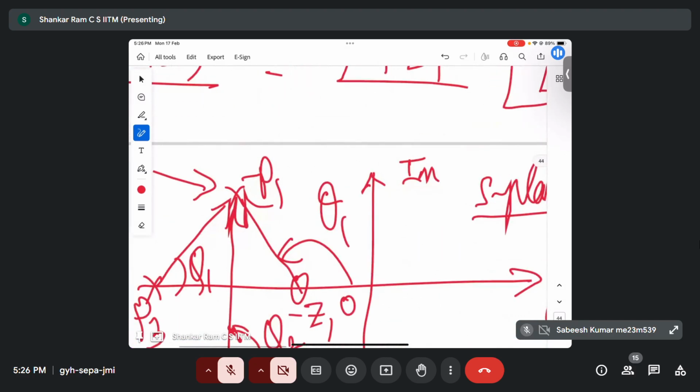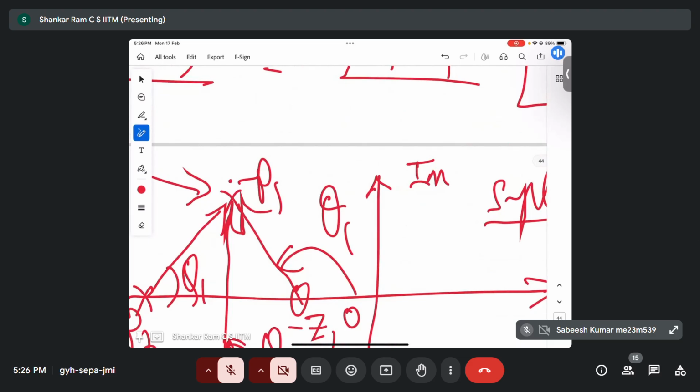Let me zoom into P1. Let us say I take a test point ST which is very, very close to minus P1. I draw a vector. This is the angle of departure, theta D, from this P1. This vector is going to be ST minus of minus P1, which is ST plus P1. That is the angle we want.